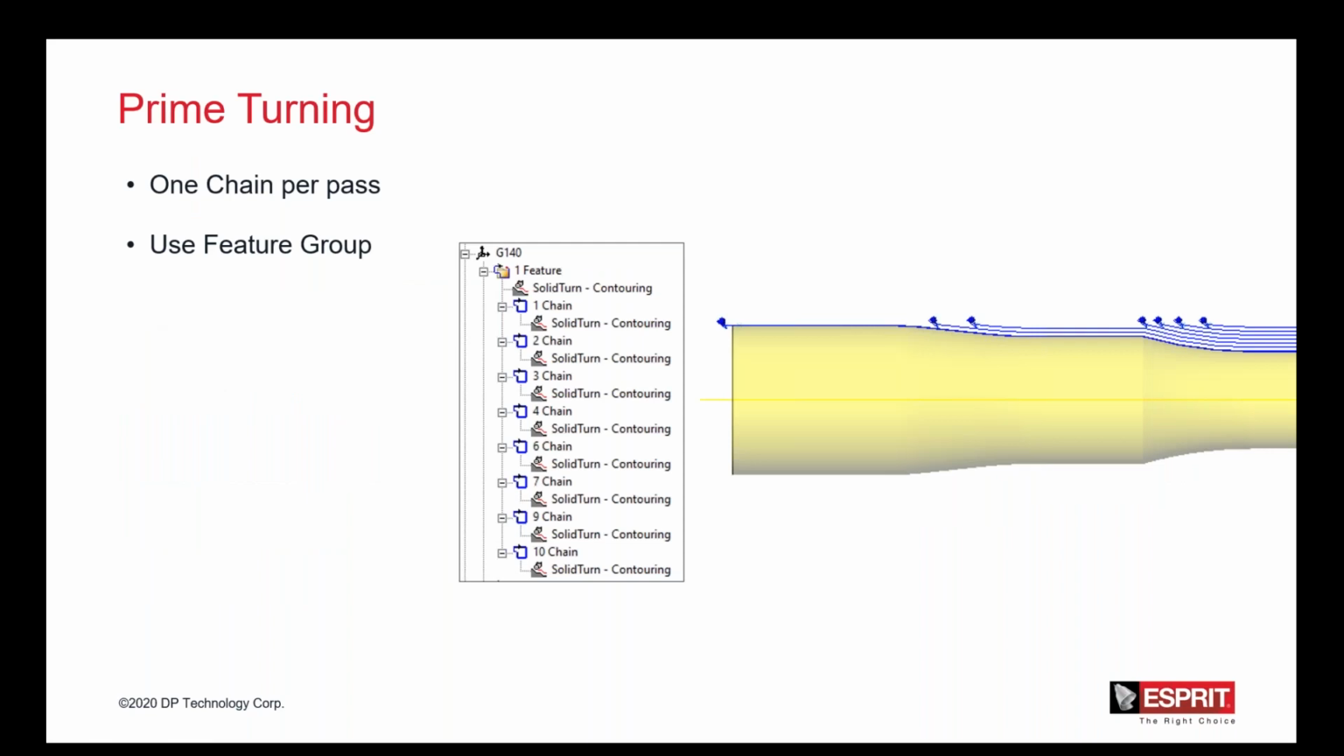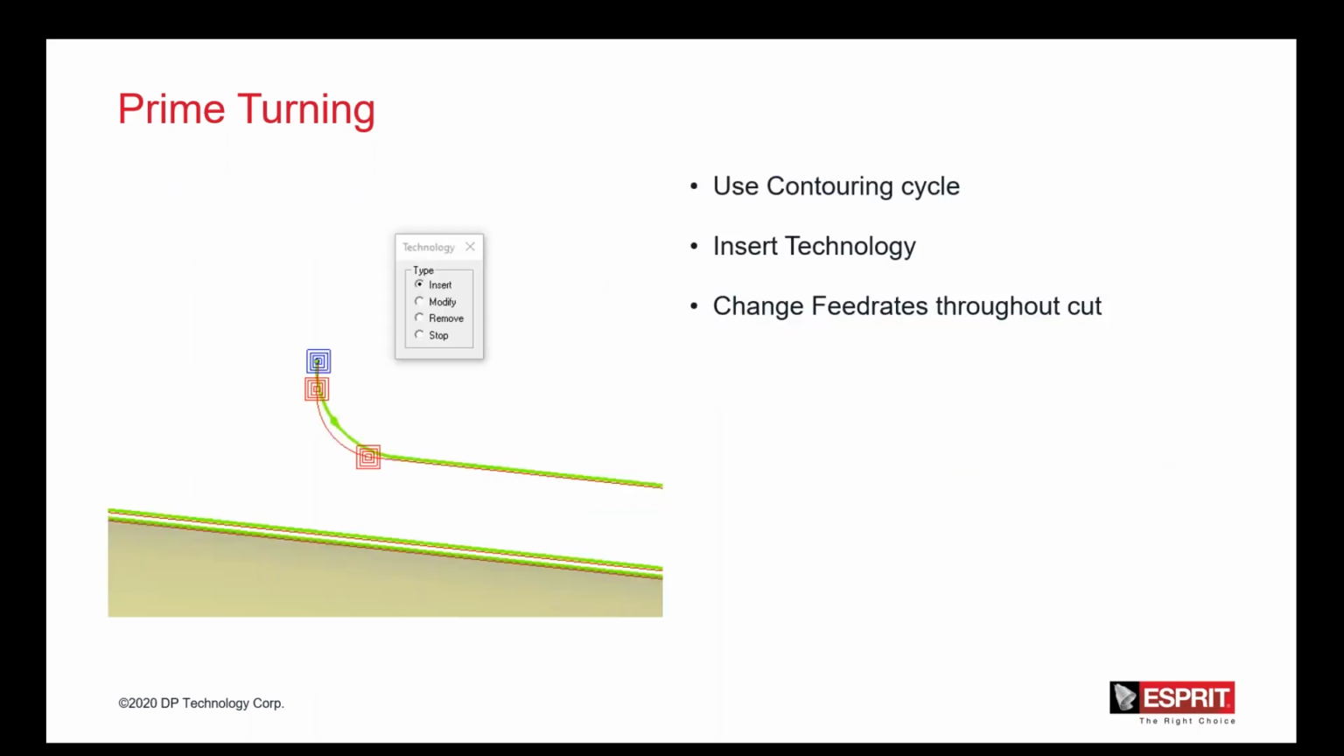So like I said, we're going to use one chain per pass. And then what we can do is set up a feature group, and each chain will have its own operation. That's going to define the entire prime turning cycle. And then this is what the insert technology looks like.